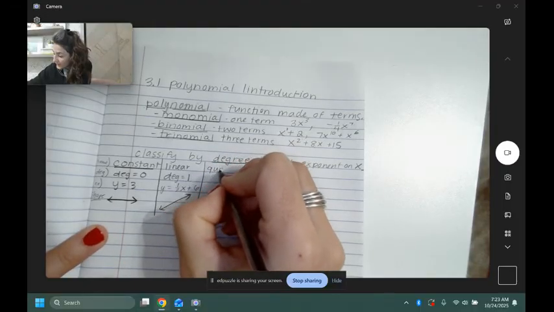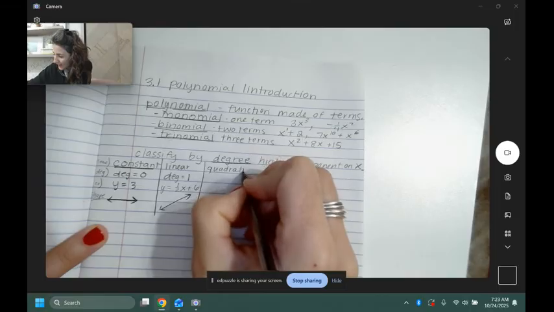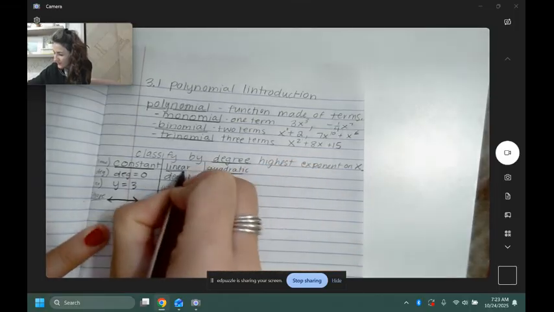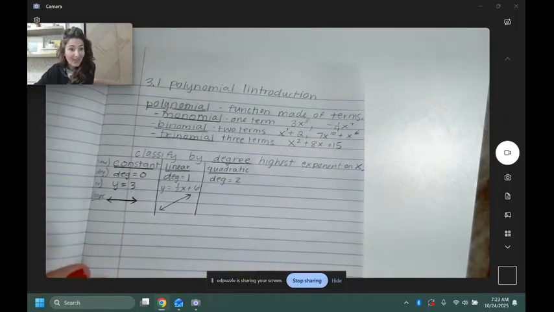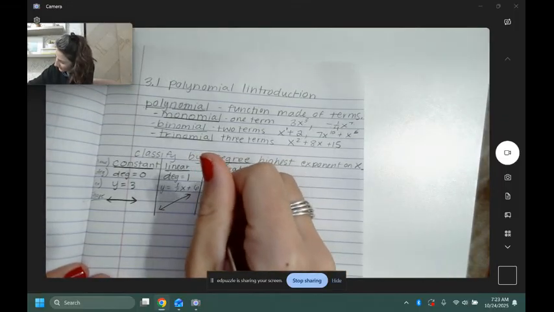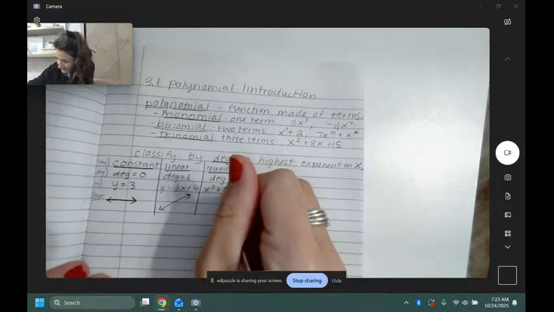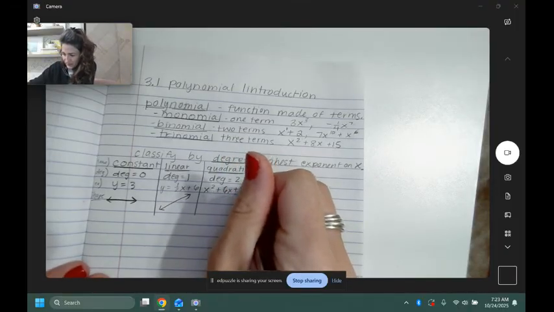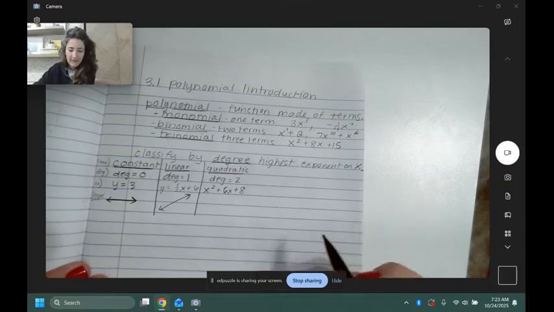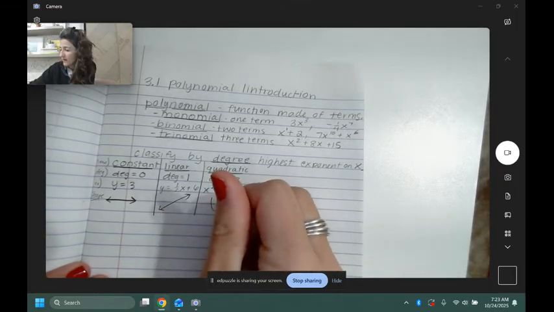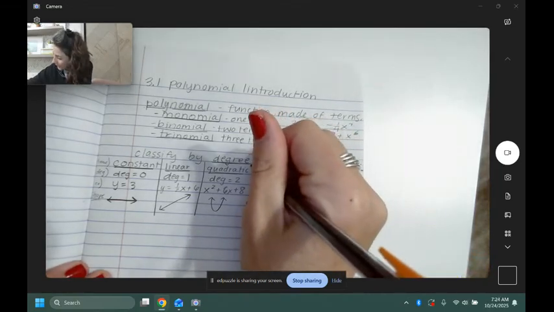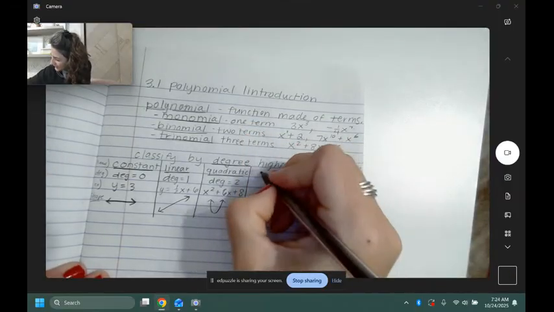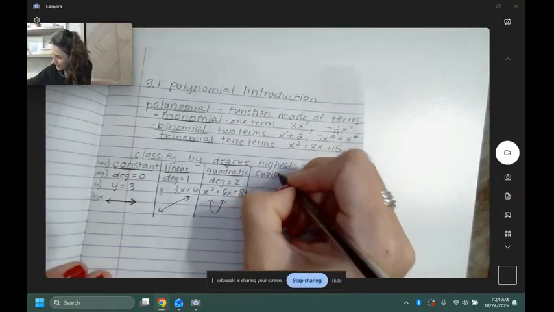We are very familiar with the quadratic from last unit. This is where my degree is 2. That one can look something like x squared plus 6x plus 8. And the shape of this graph is a parabola. Quadratic.